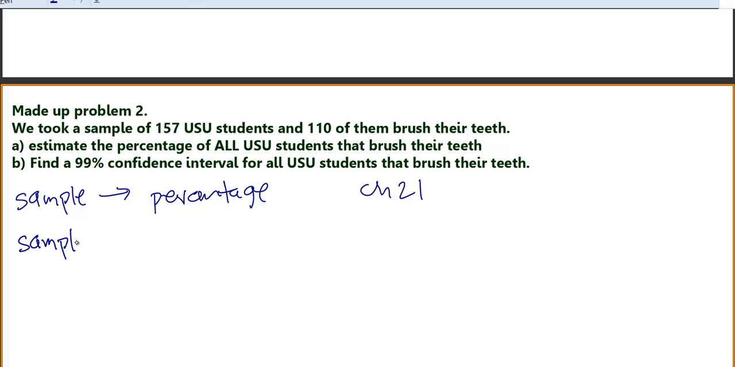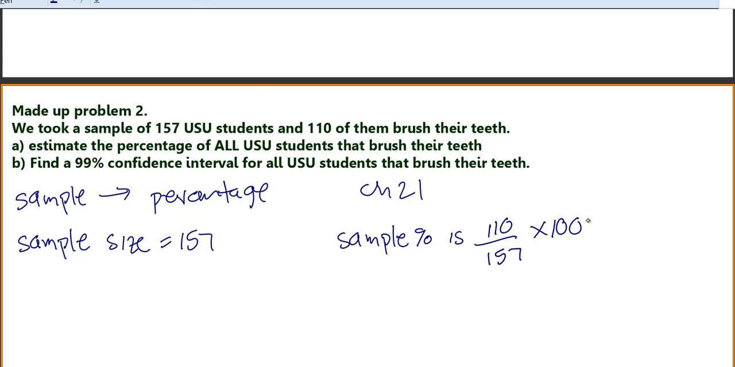Let's write down the info we have. My sample size equals 157, and my sample percentage is going to be 110 out of 157, and I need to times it by 100%. Remember, anytime you're looking for a percentage, you always have to times by 100. So you do the division and then you times by 100. So this is 70.06%.